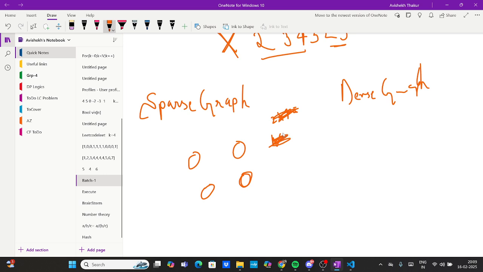Yeah, we have n nodes. So how can you mathematically represent the maximum edges? Anyone want to give it a try? There are n into n minus 1.